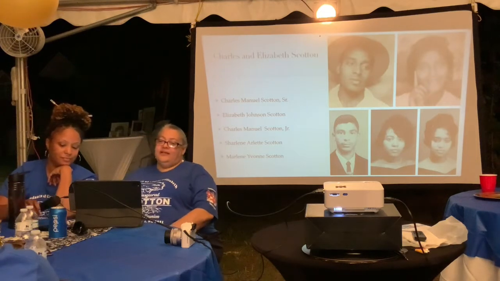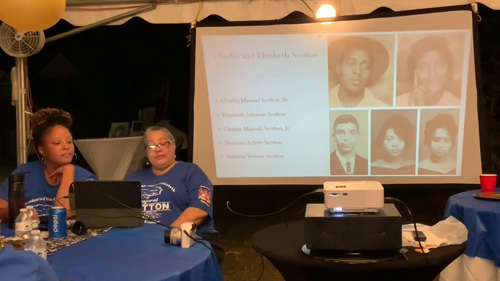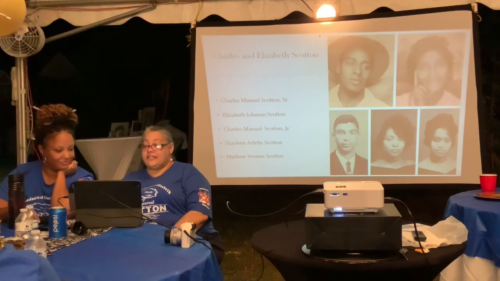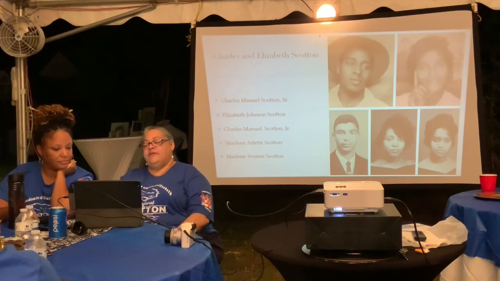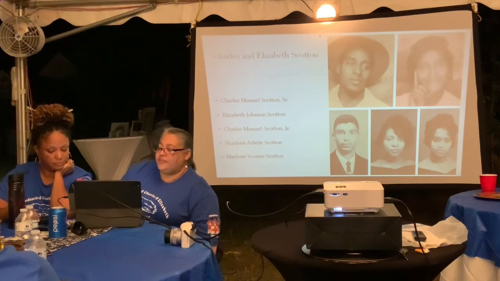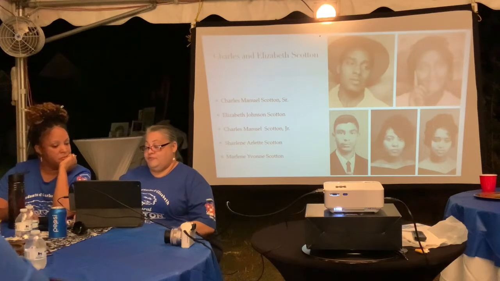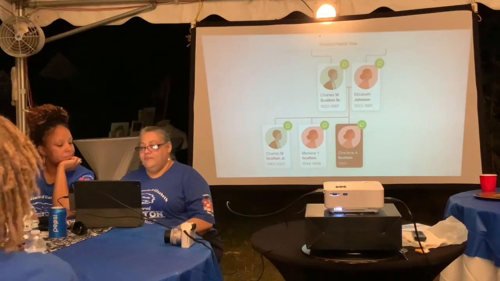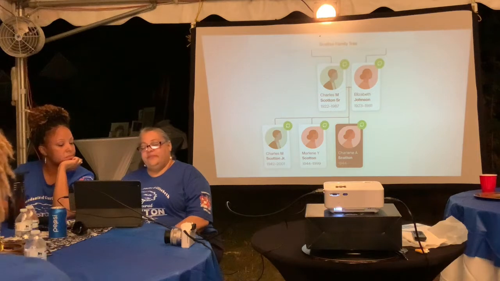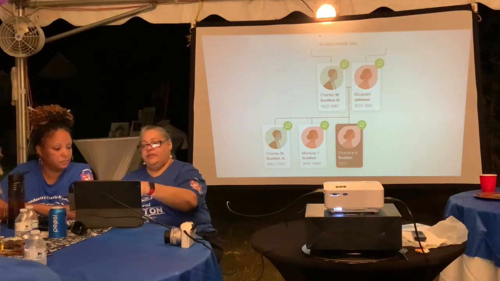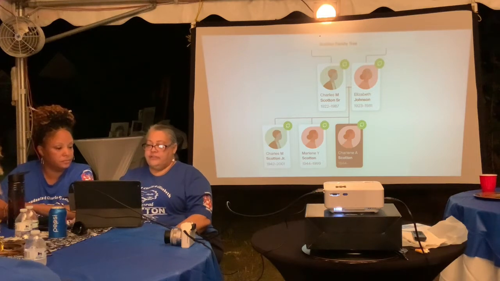Okay. So now we are to Charles and Elizabeth Scotton. We have Charles Manuel Scotton Jr., Charlene Arlette Scotton, and Marlene Yvonne Scotton. The pictures right here at the bottom of Mama, Uncle Charles, and Aunt Marlene were their high school senior pictures. And this is just something from the family tree through Ancestry.com that was just letting you know how they were set up.